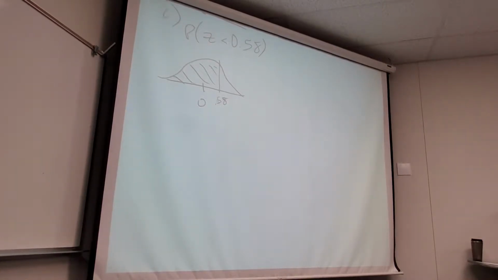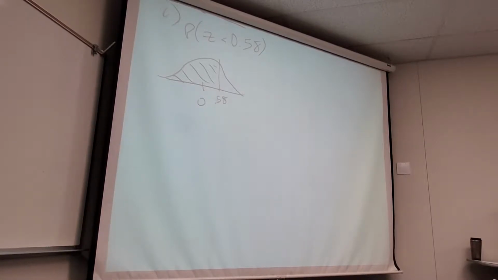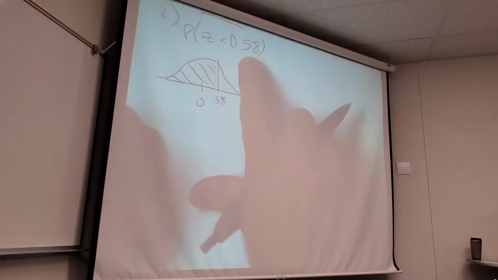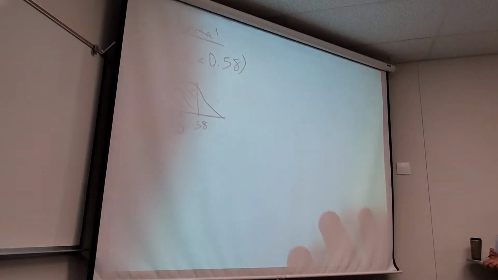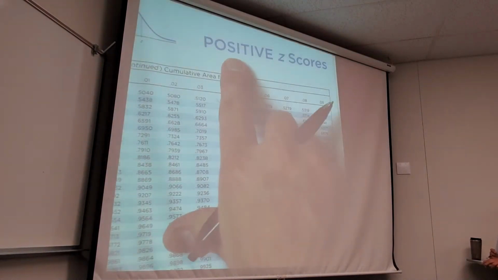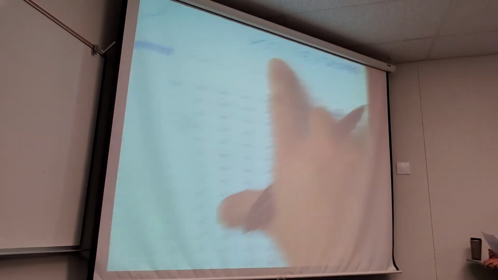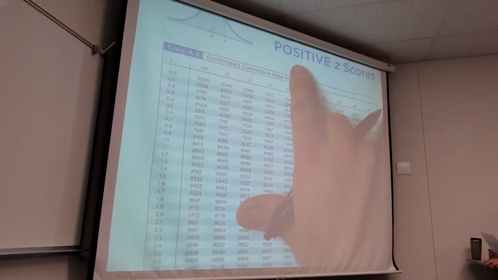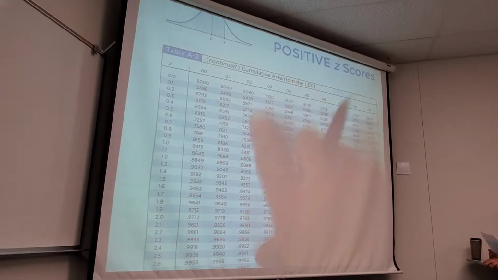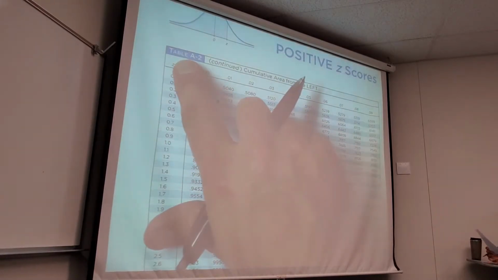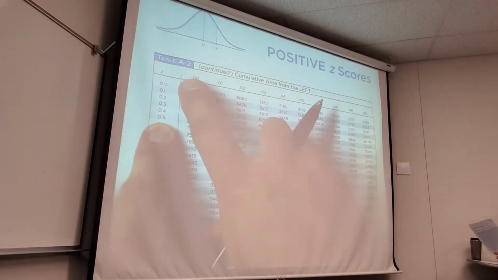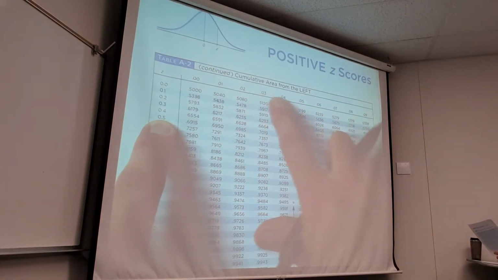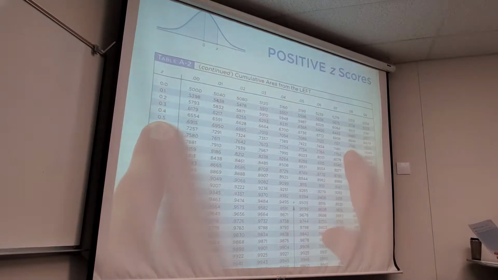Now, how do I use this chart? How do I look up 0.58? Well, first off, is that number positive or negative? It's positive, so I want to use the side that says positive. If this is the first time you're looking at this chart, here's how it works: 0.5, and then the columns are the second decimal place, so 0.58. That would be the area below it.